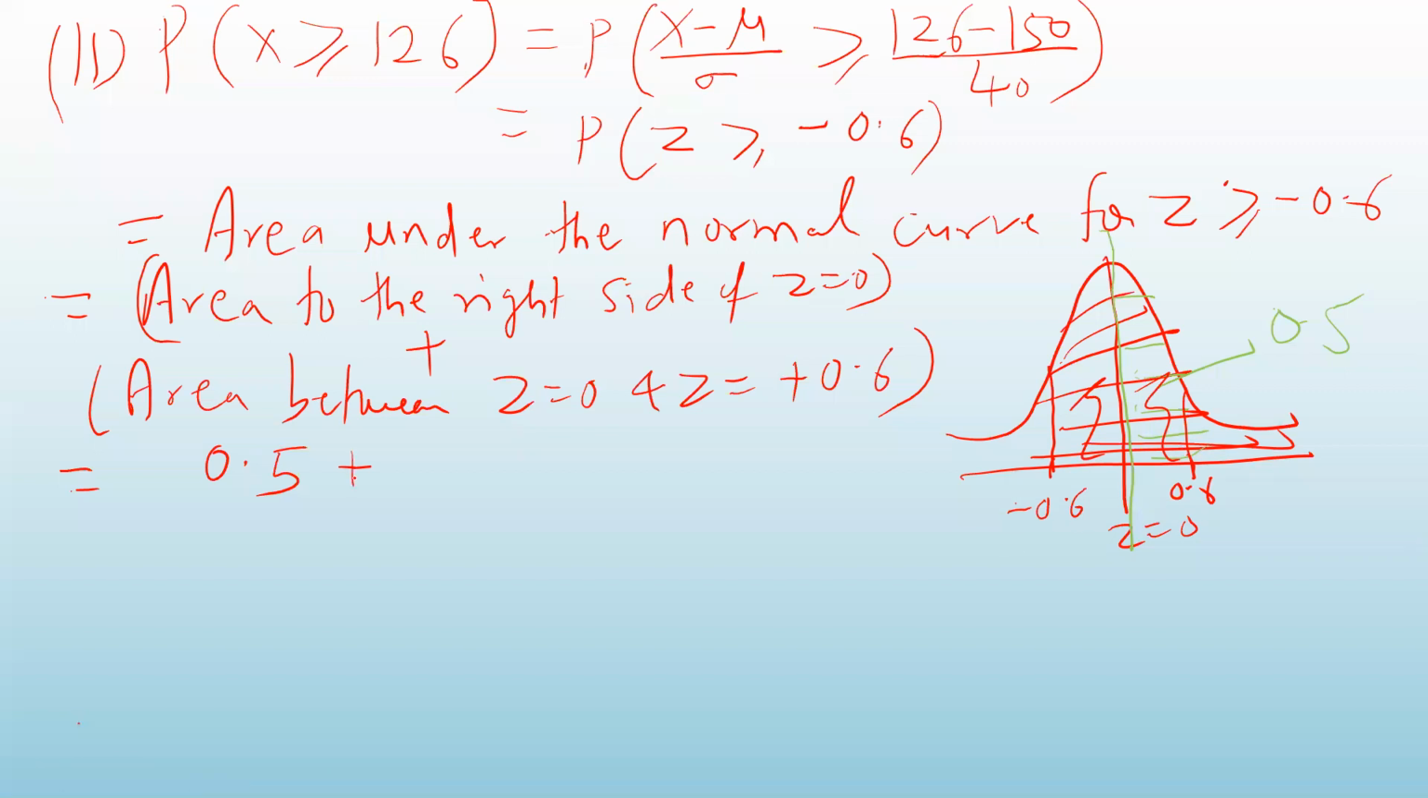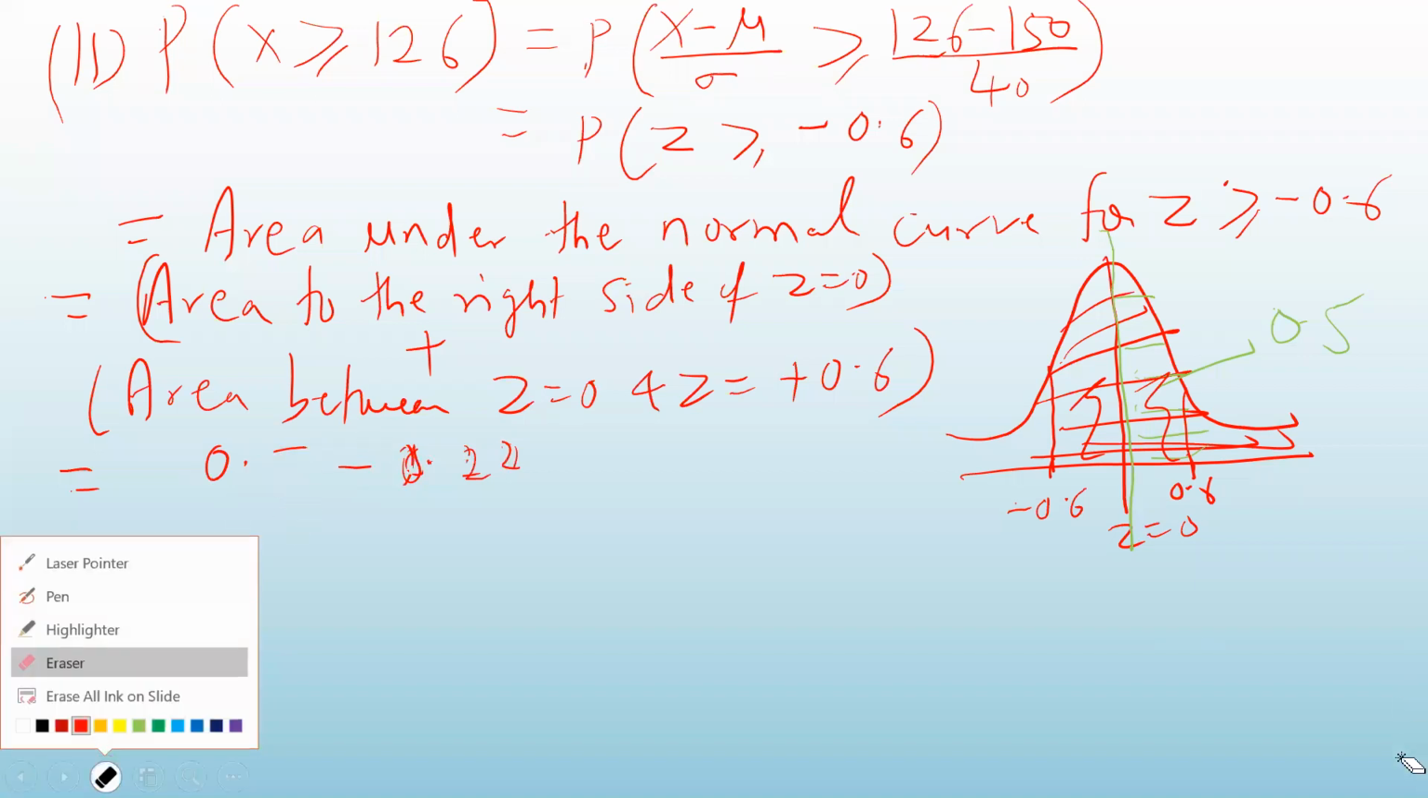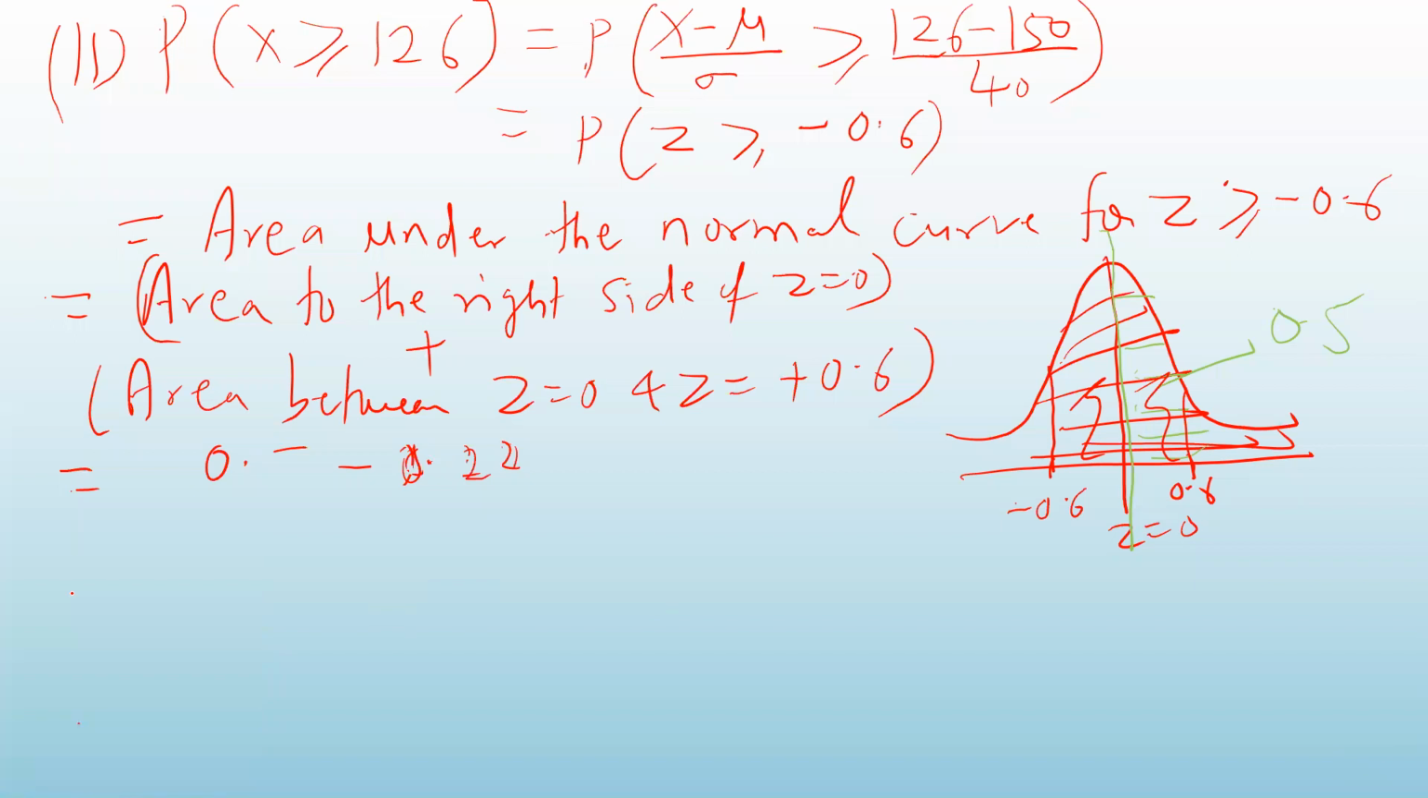So 0.5 plus, between 0 and 0.6, the area is 0.2257. So it will be 0.7257. So this is the answer.